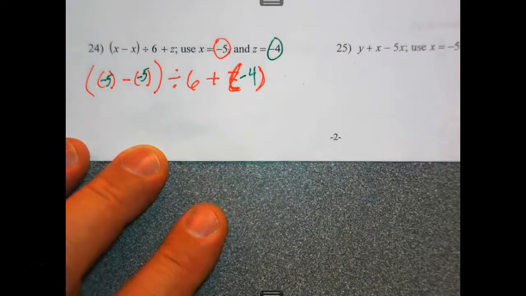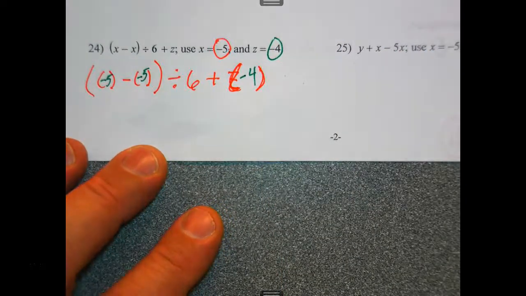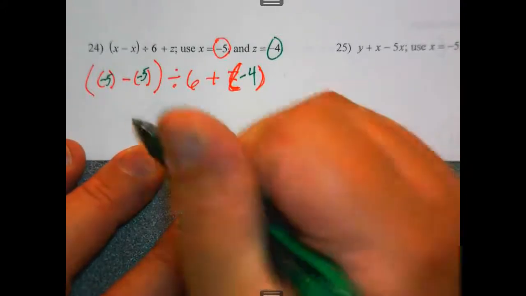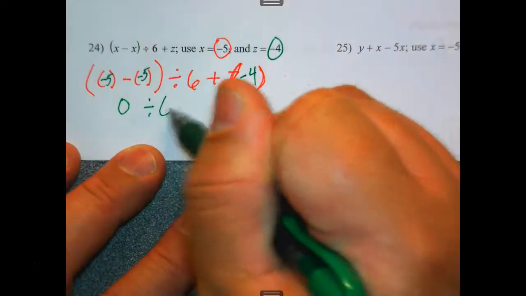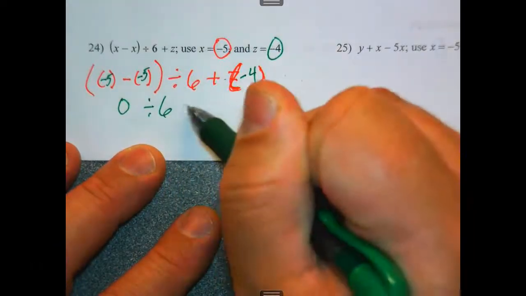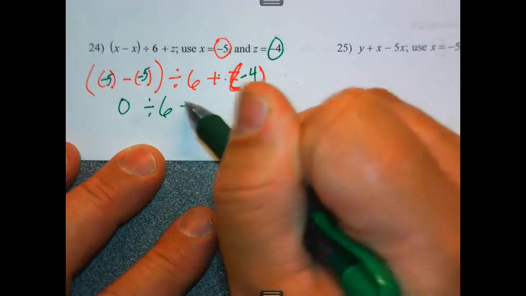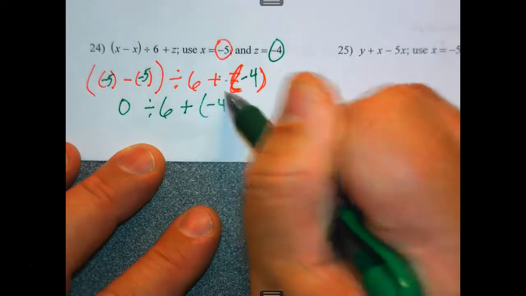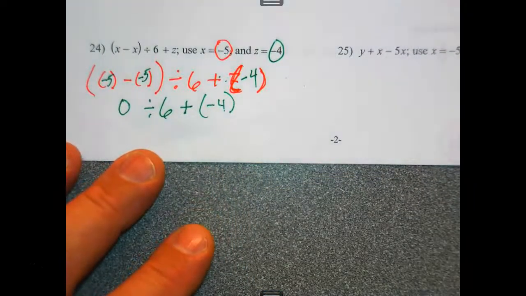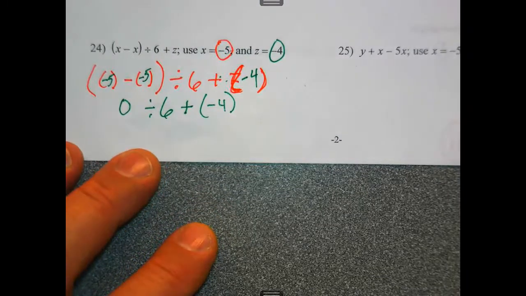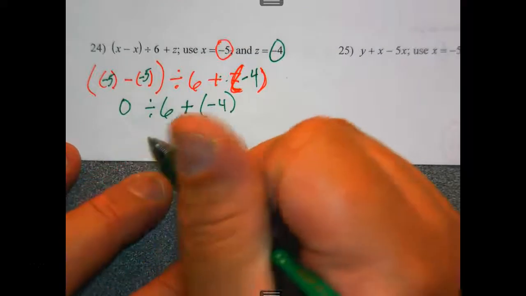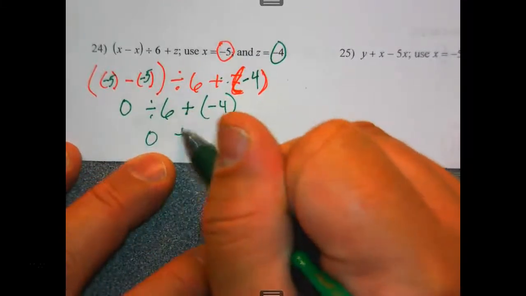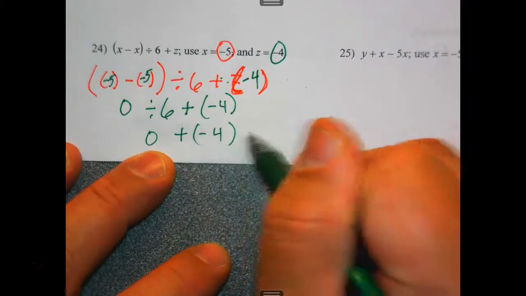Now, whenever I have a number minus itself, what is it? 0. Divided by 6 minus 4, or I'm going to put plus -4. Anything you can divide 0, you just can't divide a number by 0. Can't go the other way. So this is 0 plus -4, which is just -4.